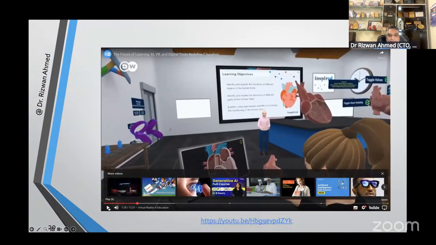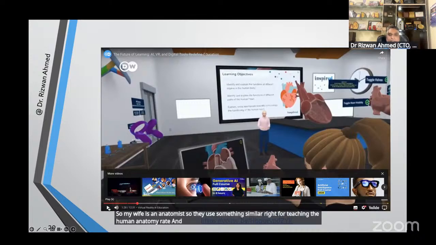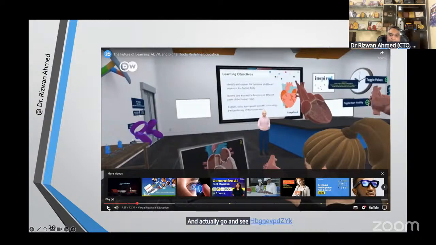So my wife is an anatomist, and they use something similar for teaching human anatomy. That's something which is becoming more mainstream because I'm able to visualize things in 3D and actually go and see what's happening inside a human body part. The same thing could be applied to engineering concepts. We are trying to teach maybe different types of engines, so I can show those engines in 3D, what exactly happens inside those engines and things like that.